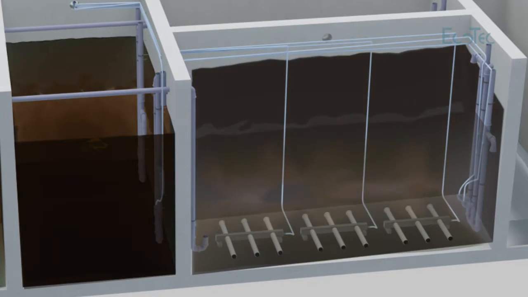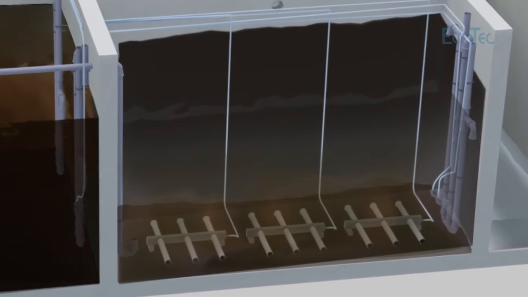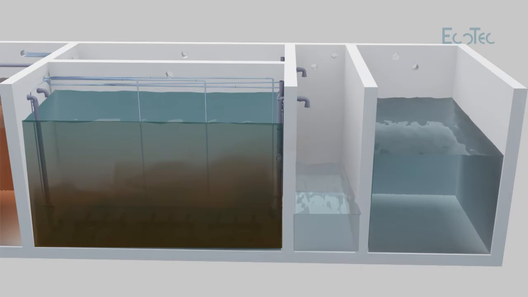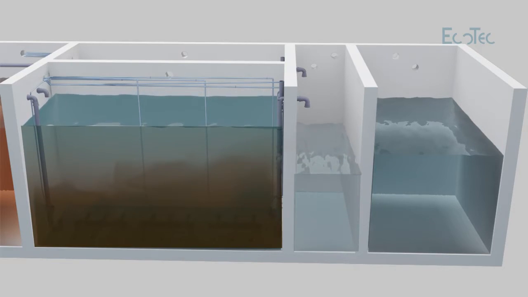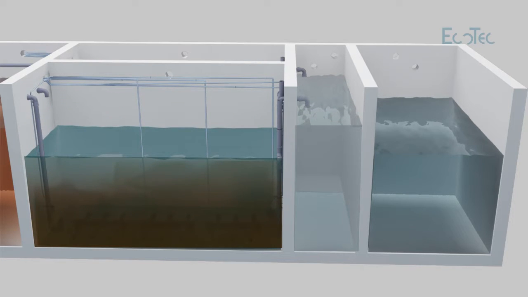During sedimentation phase, activated sludge settle to the bottom of the reactor while clear water zone is formed on the upper layer. Clear water is removed from the reactor through the ECOTEC airlift pump. This clear water can be further filtered for reuse and recycle.